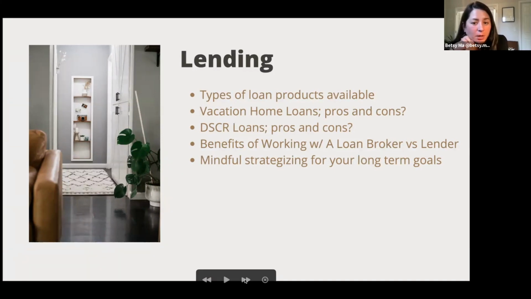The benefit of working with a loan broker versus a lender themselves is they can shop products from across the US, and they can also help you in being mindful for strategizing for your long-term goals. So Dawn and I can connect you with our preferred loan brokers and people that we work with to help get them into their first or multiple properties.